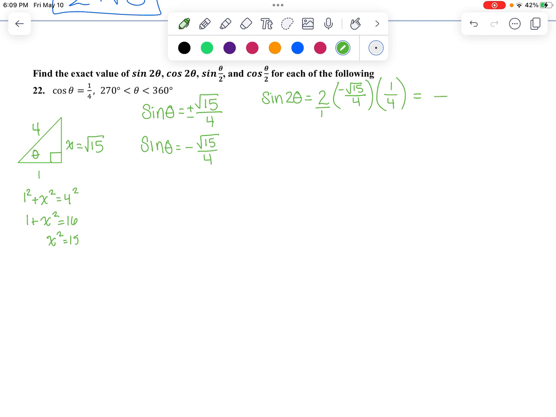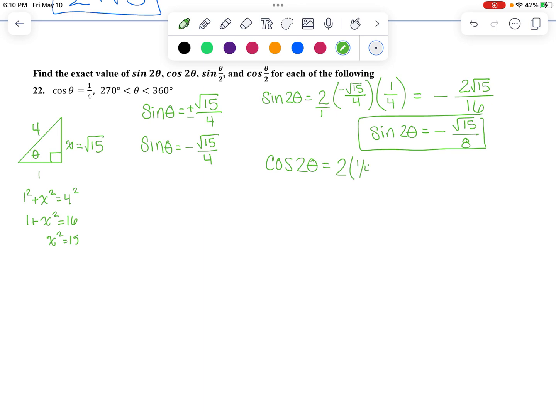Put that over 1, because to multiply fractions, you multiply straight across. I get a negative when I multiply these. 2 root 15, all over 16. Don't forget to simplify your fraction if possible. The 2 and the 16 simplify, so negative square root of 15 over 8. Cosine of 2 theta. I've got options on what to do. I'm going to do the 2 cosine squared theta minus 1.